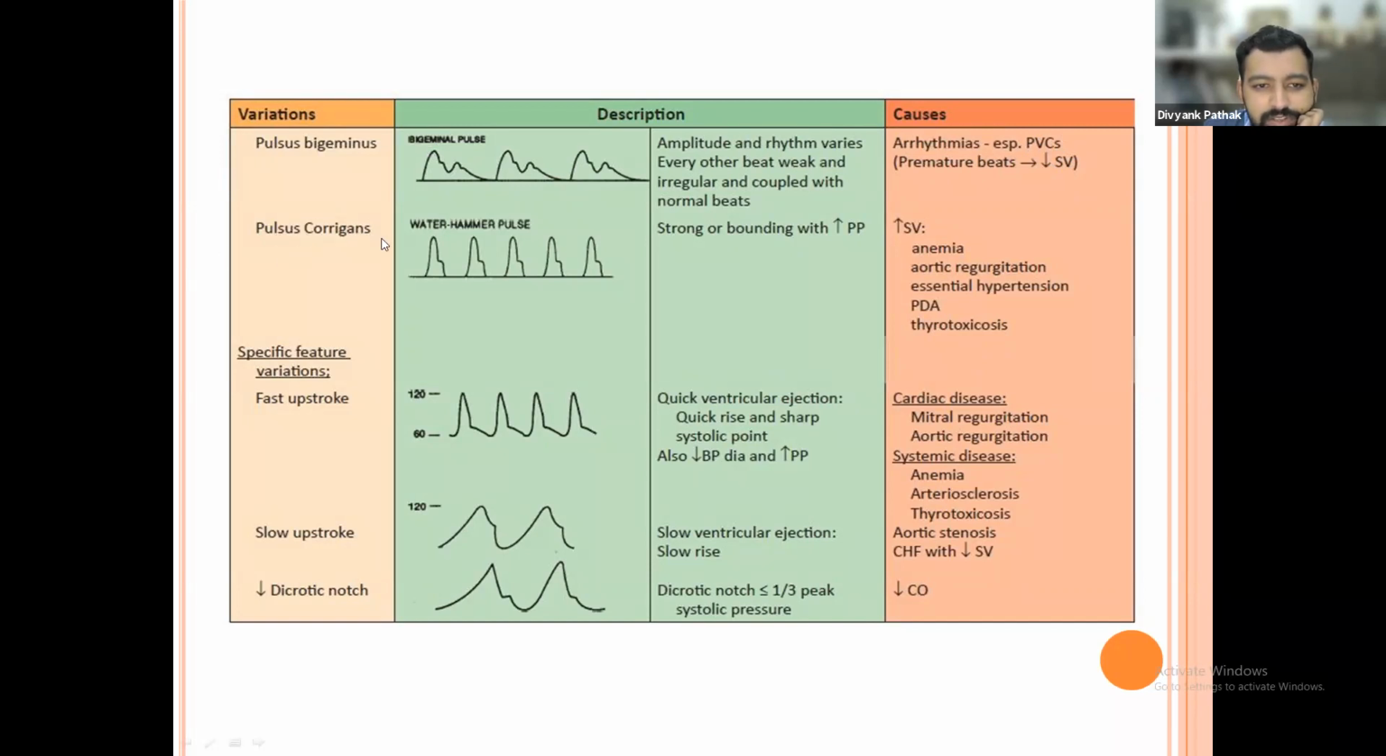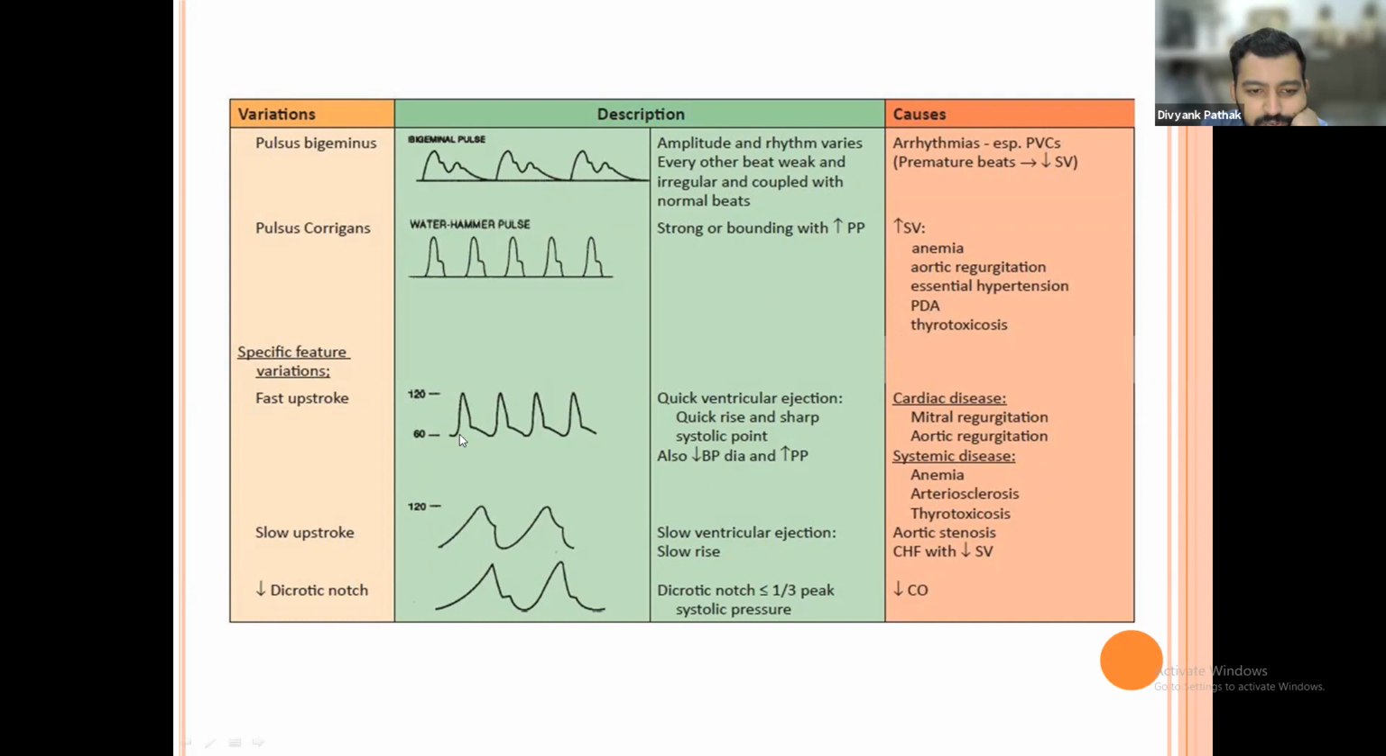Pulsus corrigans, the water hammer pulse, we can see in strong stroke volume. If there is strong stroke volume, the upstroke will be very strong. So the dicrotic notch will be much lower. This strong upstroke shows that there is a bounding pulse or a high stroke volume, which we can correlate with anemia, aortic regurgitation, PDA, thyrotoxicosis. These are the common causes.